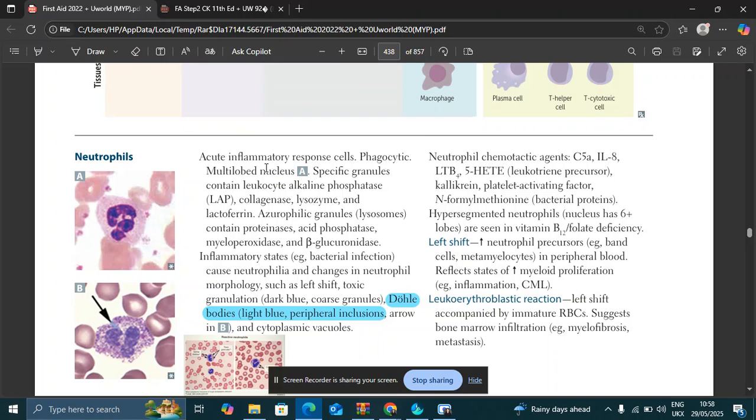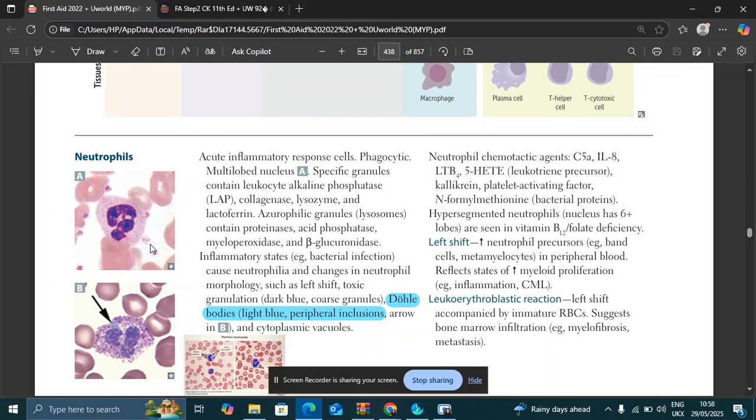These are the acute inflammatory response cells. They are phagocytic. They cause phagocytosis. They have a multi-lobed nucleus. Whenever you see a cell with a multi-lobed nucleus, you should always consider it a neutrophil.